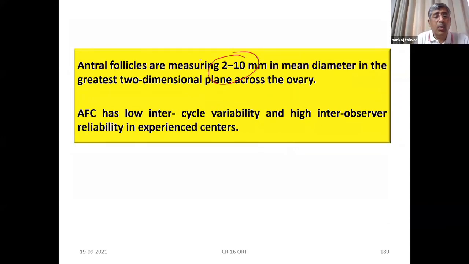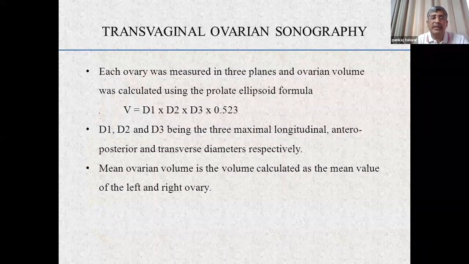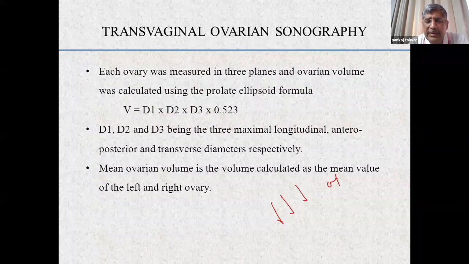AFC has low intercycle variability and high inter-observer reliability. This is what I want to tell you here. In a good center, this is a very good tool to get an answer. And this is about the ovarian volume: ovarian volume will keep reducing as the age advances.